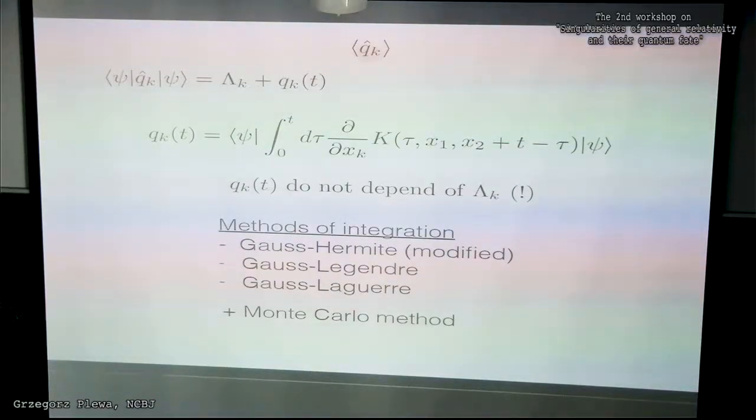So in practice, I decided to use methods of integration based on Gaussian quadratures, modified so that they fit the integrand, which is well suited to our integrand, and partially these integrals were also checked by Monte Carlo methods of integration. However, these are highly inefficient for these integrals.